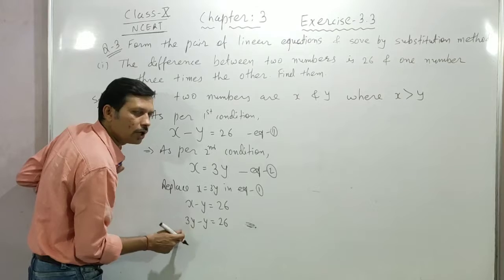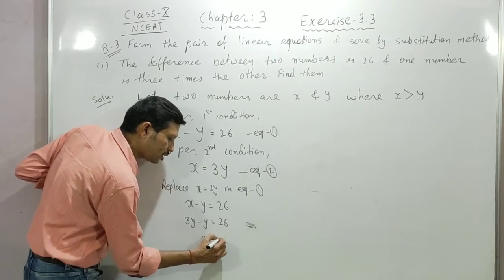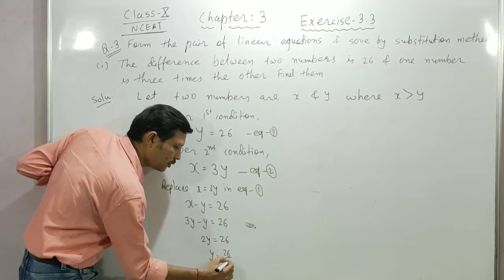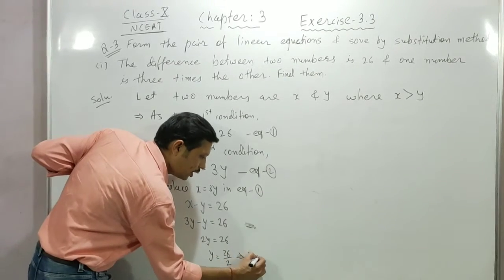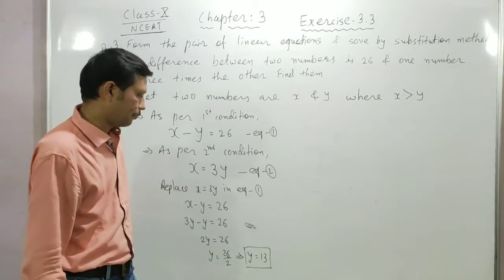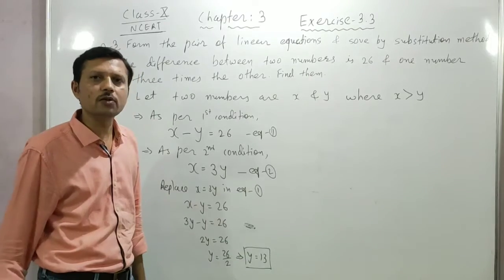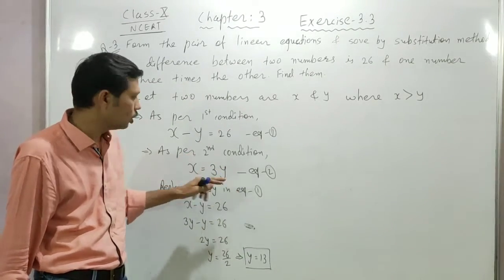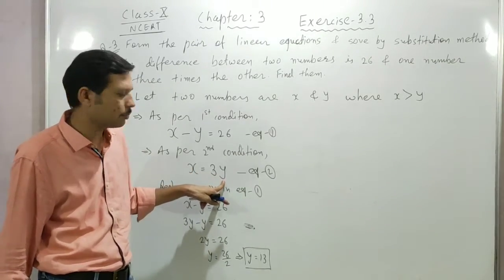Now you can see these both are like terms. So 3y minus 1y is 2y, equal to 26. So y is equal to 26 divided by 2. Multiplication goes to division. So y is equal to what? 13. Understood? Okay. Now this value we have to replace in the other equation to get the value of x. We have both options, either equation 1 or equation 2. But equation 2 will be easier because x is equal to something, that's the ready part.